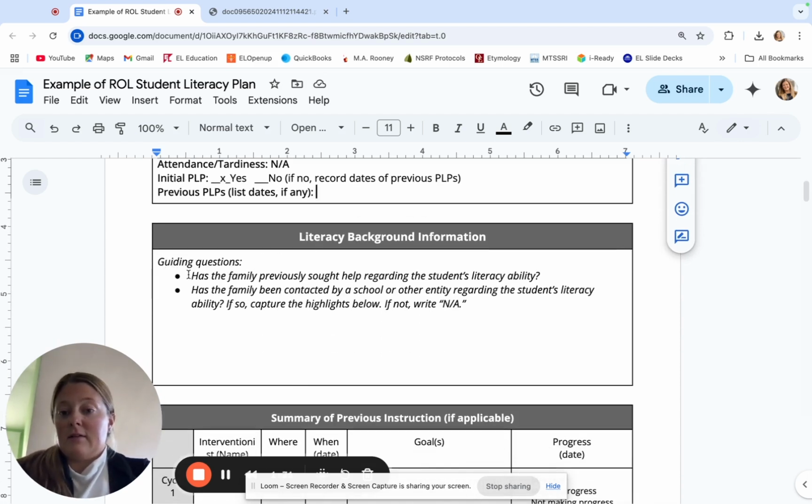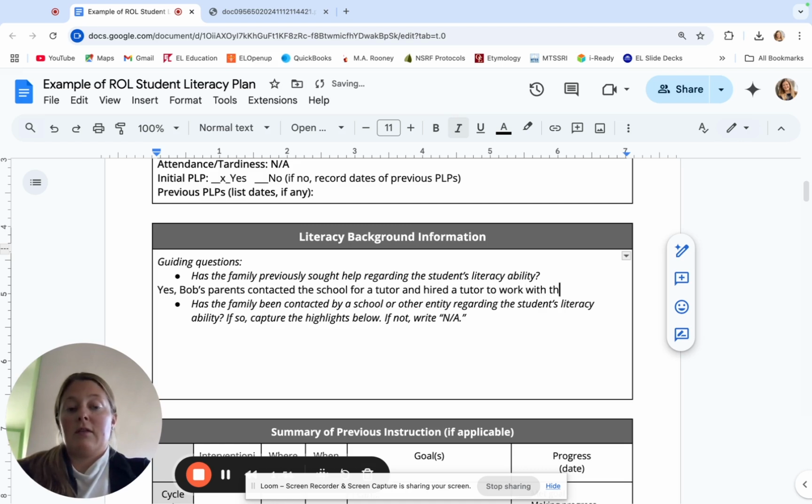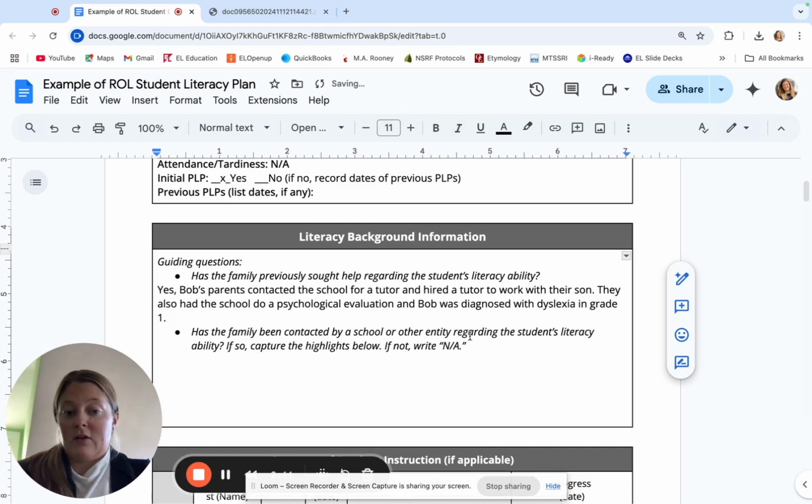So has the family previously sought help regarding the student's literacy ability? Yes. Bob's parents contacted the school for a tutor and hired a tutor to work with their son. They also had the school do a psychological evaluation, and Bob was diagnosed with dyslexia in grade 1. And that's all I know.